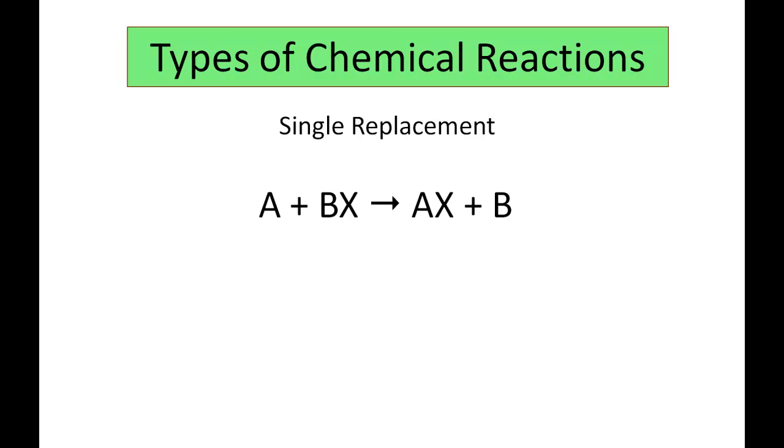The reason why this happens is that A is more reactive than B. If B is more reactive than A, then X will choose B over A and nothing will happen. But if A is more reactive than B, then they will switch places. Let's take a look. I've made A red and B green and X blue.